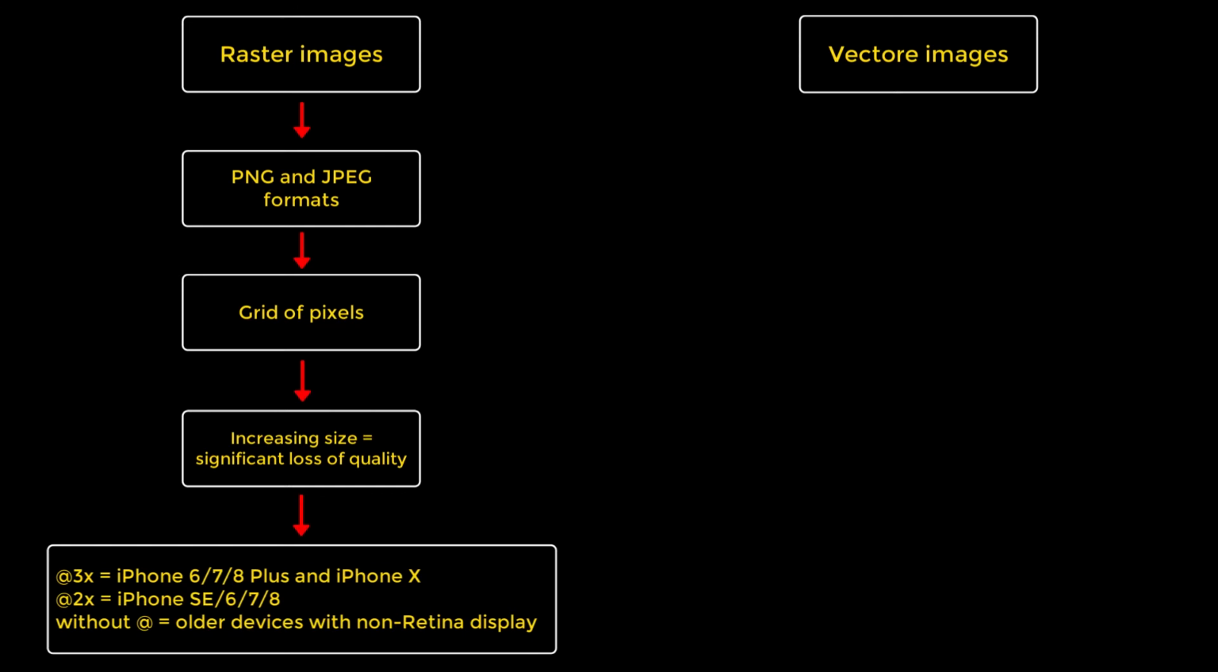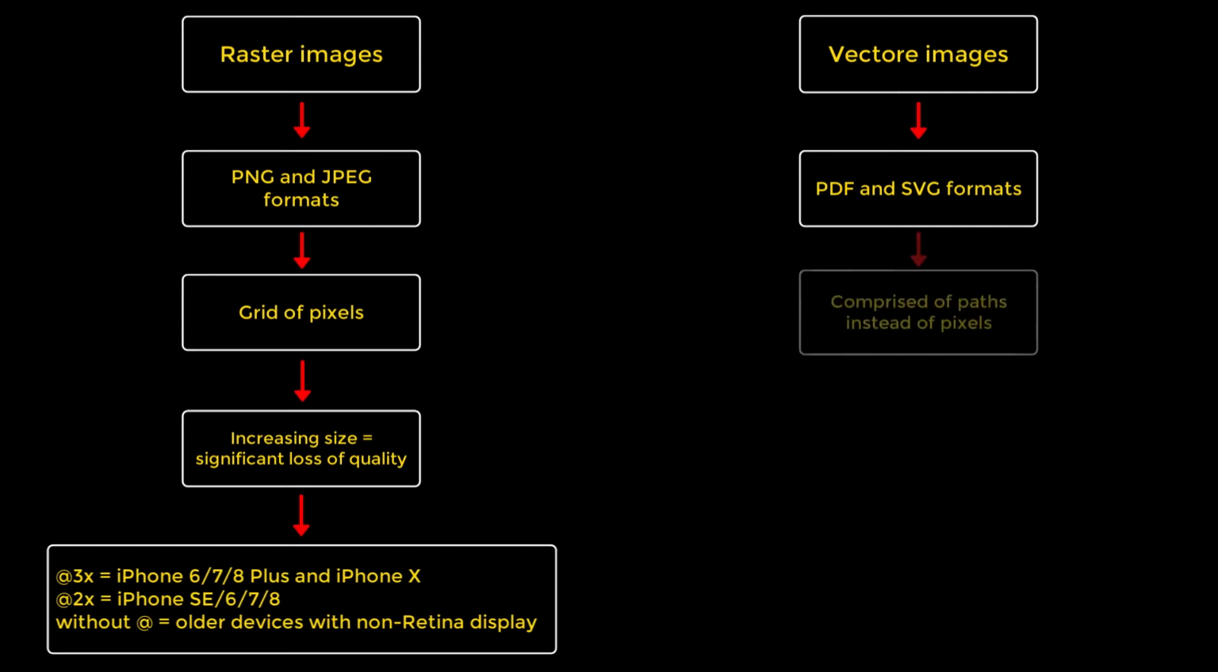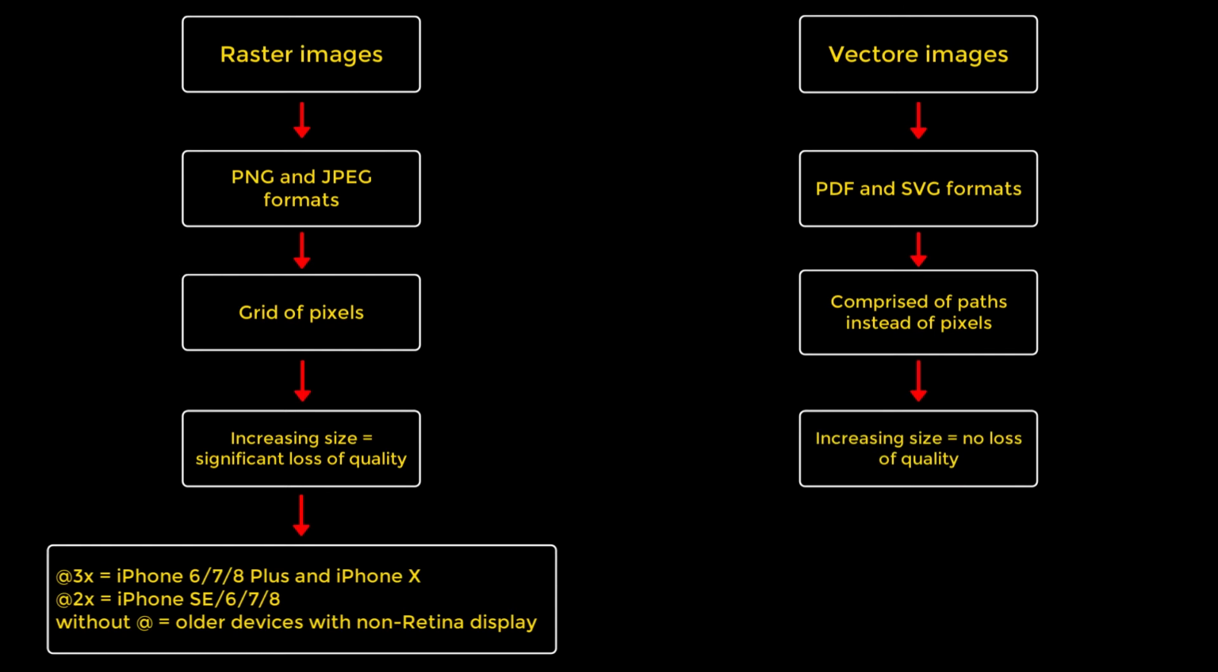Vector images usually have file types such as PDF and SVG. You can use tools like Sketch and Pixelmator to create vector images. Unlike raster images, vector images are comprised of paths instead of pixels. This allows the images to scale up without losing any image quality. Because of this feature, you just need to provide a single version of the image in PDF format for Xcode.